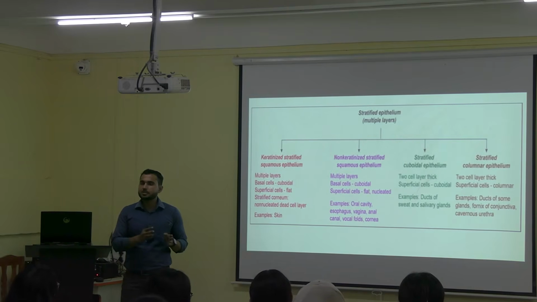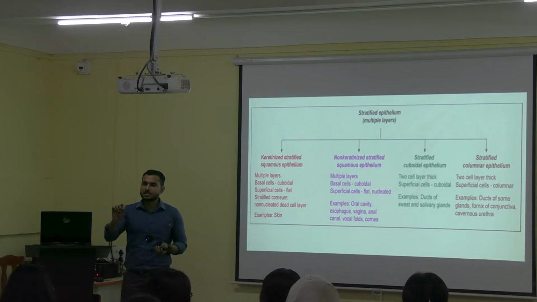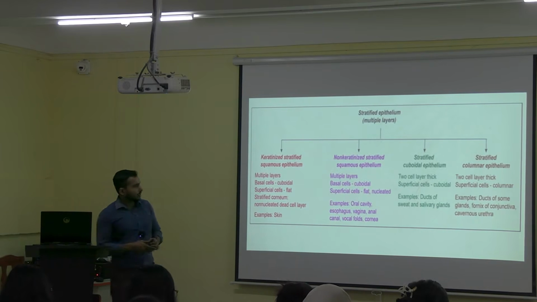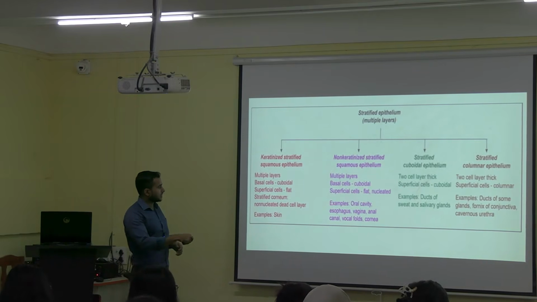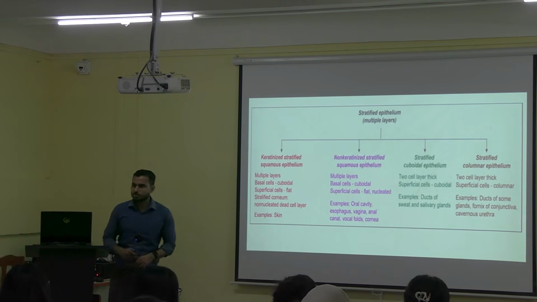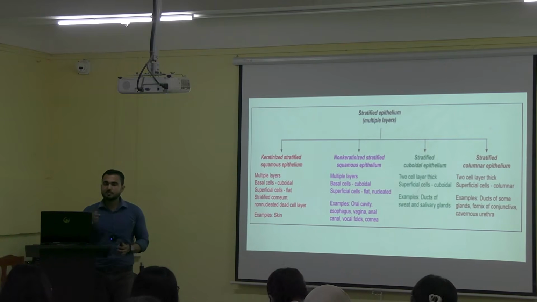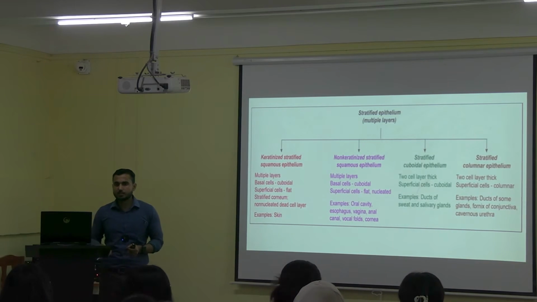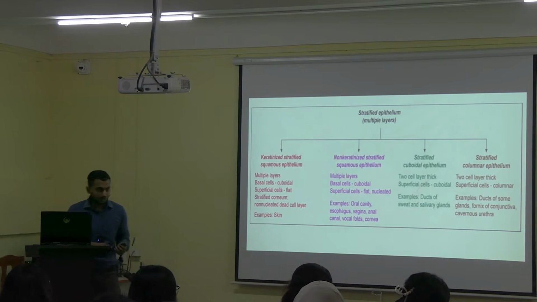If keratin protein is present, then you will not see the cellular components of the surface cells because they are filled by keratin. In non-keratinized, you can see the cellular components. Okay, that is the difference. Along with that, the examples are also different. Next, stratified cuboidal and stratified columnar are also there. And what about the special one? Specialized stratified epithelium is called transitional epithelium or urothelium.